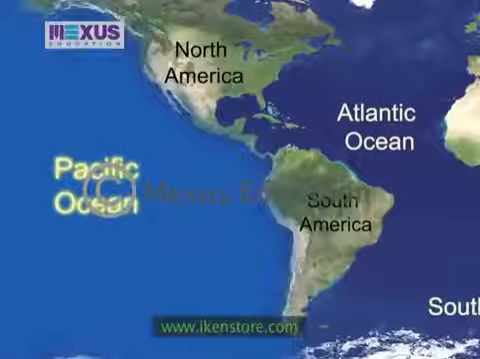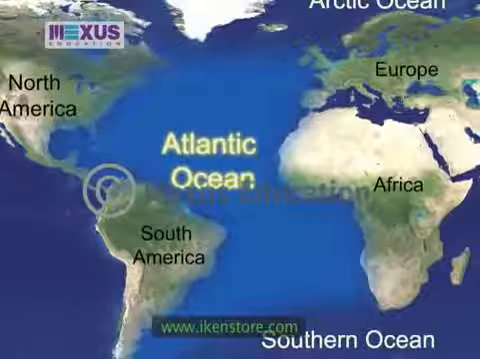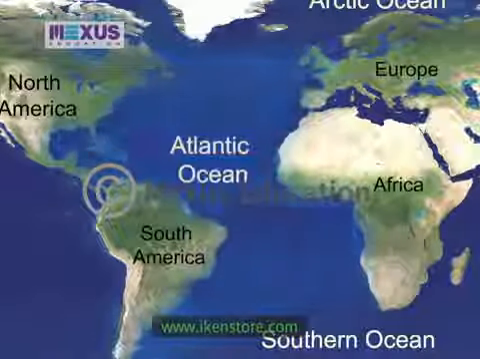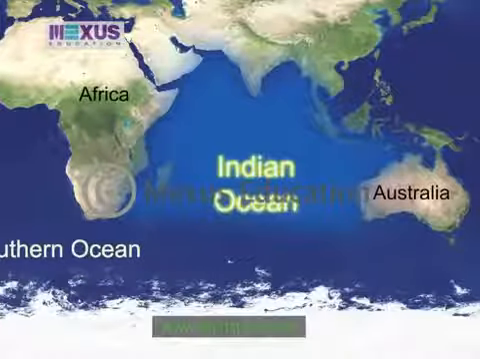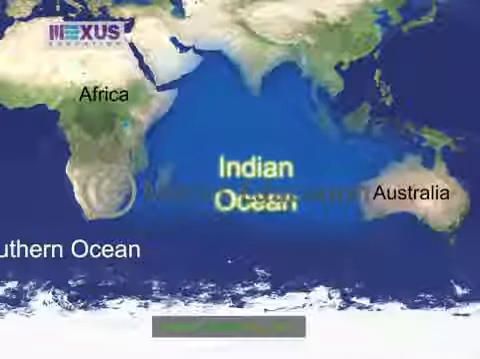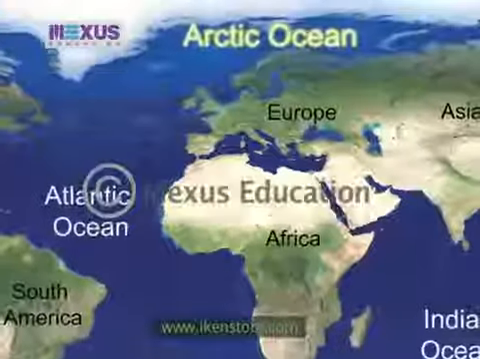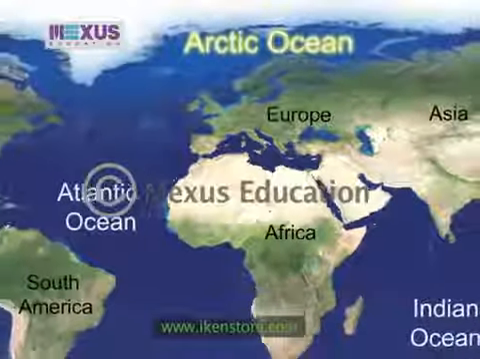The Pacific Ocean is the largest ocean in the world. The Atlantic Ocean is the second largest ocean. The Indian Ocean extends from the Southern Ocean to India, between Africa and Australia. The Southern Ocean surrounds Antarctica, while the Arctic Ocean lies over the North Pole.